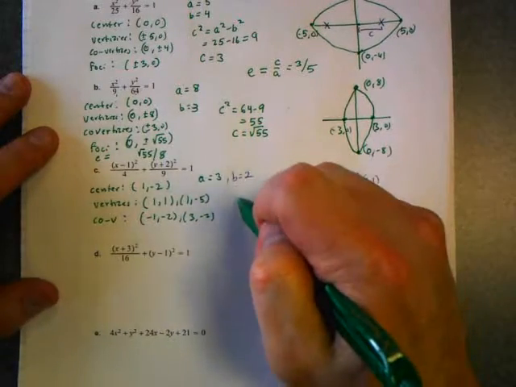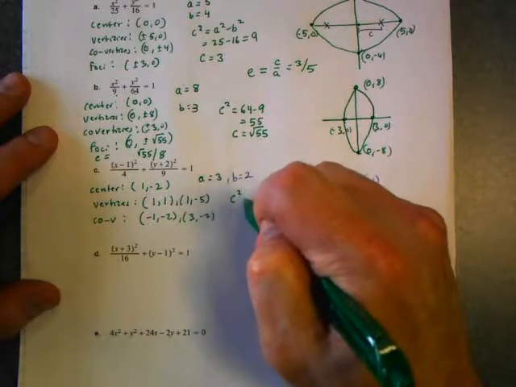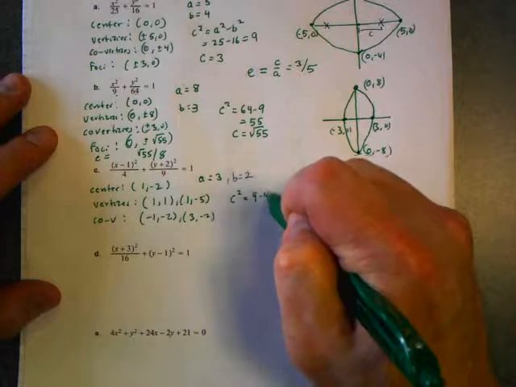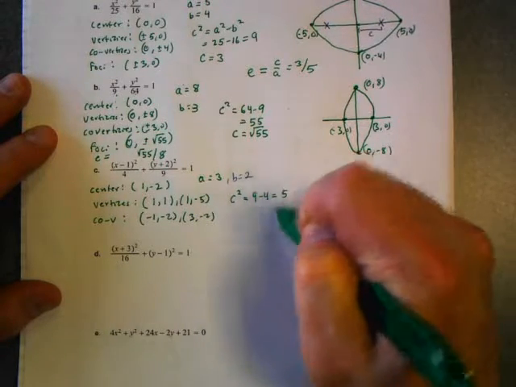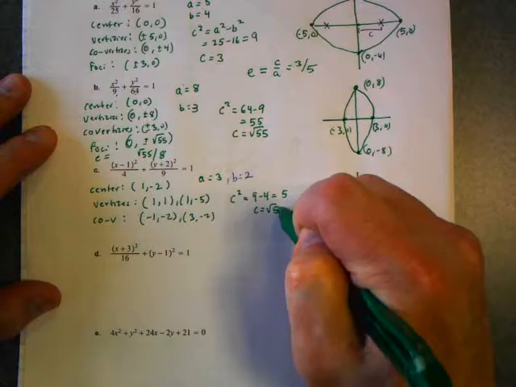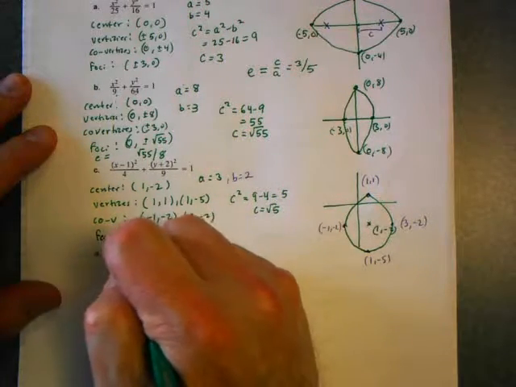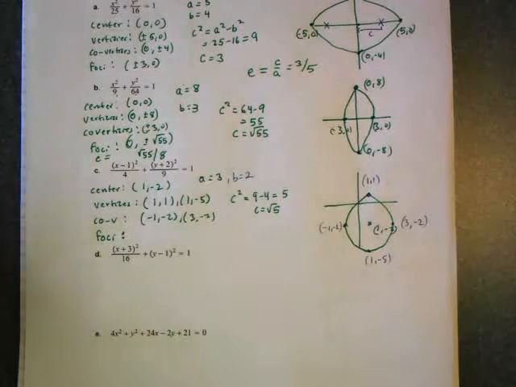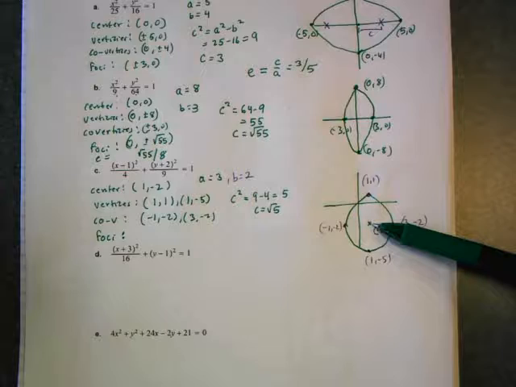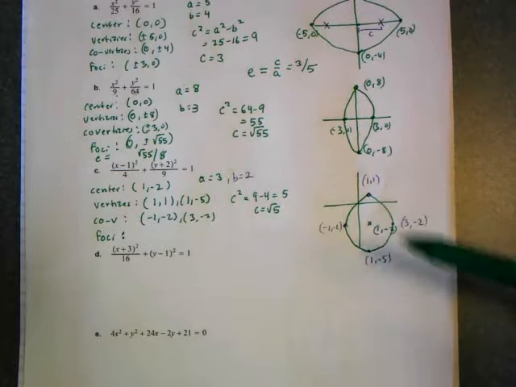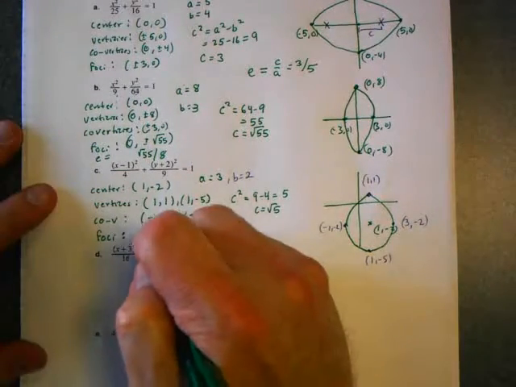All right, then we're going to find the c number. C squared is 9 minus 4, which is 5, so c is the square root of 5. All right, so where are the foci? A little over 2 from the center. Which way? Up, down, left, right? One's up, one's down. So I would write these this way.